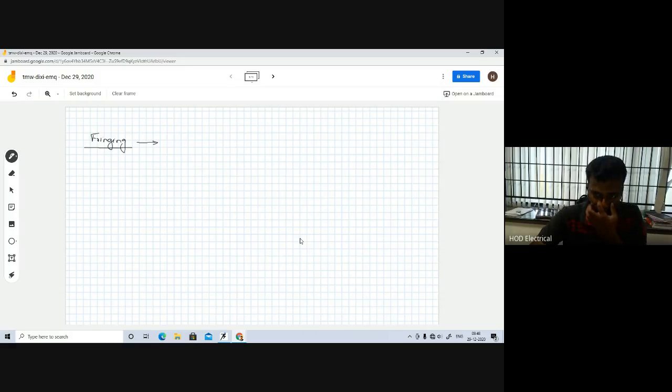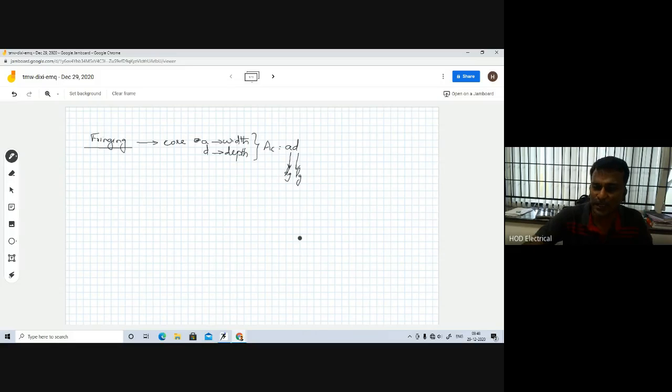If the core of the material has an area, width of the core is A, and D is the depth of the core, we can write the area of the core as A into D. So when we consider the fringing effect, we have to include in this area, width as well as depth, adding the air gap length LG.